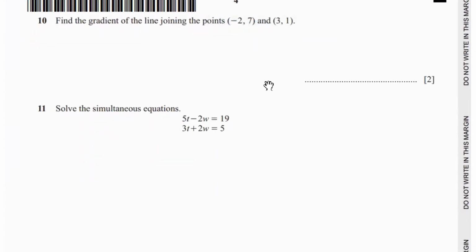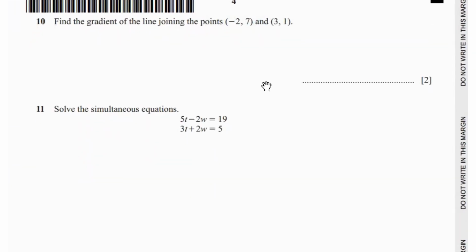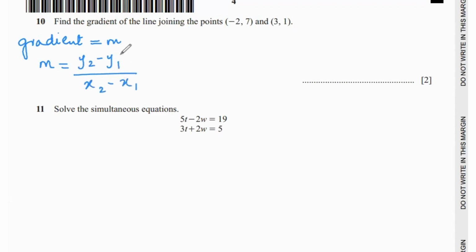Question 10 says, find the gradient of the line joining the points (-2, 7) and (3, 1). So gradient is basically denoted by the variable m. And m has the formula of y2 minus y1 over x2 minus x1, which is basically change in y over change in x. So you can call this x1 and y1 and this x2 and y2.